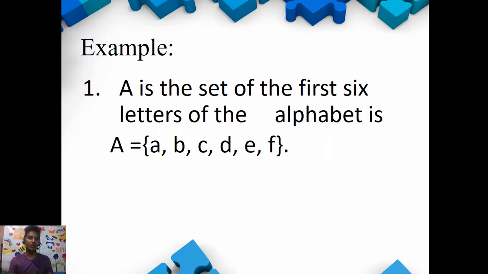Let's have an example. A is the set of the first 6 letters of the alphabet. This is how we are going to write it. A is equal to, what are the first 6 letters of the alphabet? We have A, B, C, D, E, F.